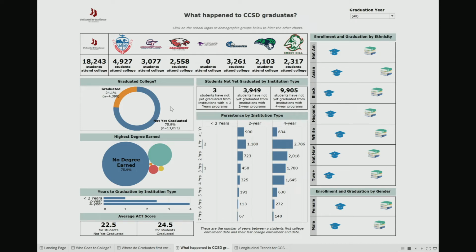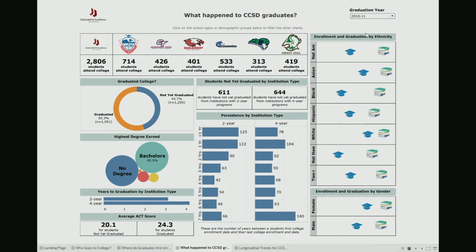Now the caveat to that is that it's maybe not so fair to look at all of the graduating classes together, because there is a component in which time is required. Kids need time to get through school. So let's look at our oldest graduating class, our class of 2011. Amongst our graduating class of 2011, 55% of our kids have graduated.